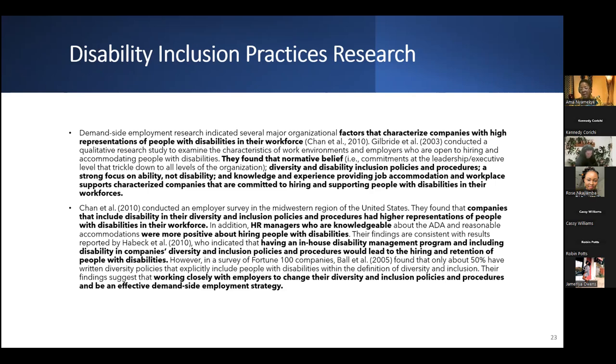Knowledge and experience providing job accommodations and workplace support characterize companies that are committed to hiring and supporting people with disabilities in the workforce. And they also found that companies that include disability in their diversity and inclusion policies and procedures have higher representation of people with disabilities in the workforce. And as the other slide did talk about, HR managers who are knowledgeable about ADA and reasonable accommodation. So this slide is saying the more aware key staff, management and leadership are, the more we're going to have inclusion, value, and respect, and some level of equality.